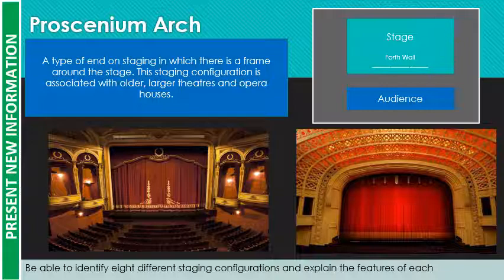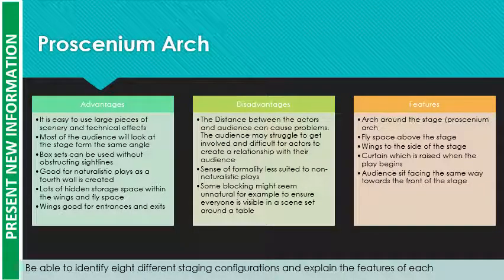This is the part of the lesson where you should be able to identify all of these different staging configurations and explain the features of each. So you can see some pictures there of the proscenium arch theatre, some of the advantages, disadvantages, and then those features. So I'm going to start off with the features. They all have an arch around the stage. That could be a curved arch, that could be a straight arch, but the key thing is that it has that arch.